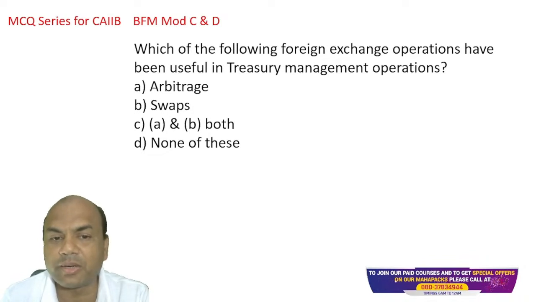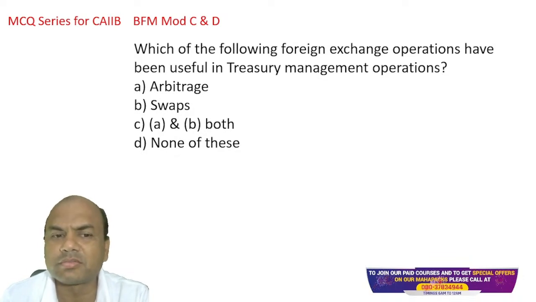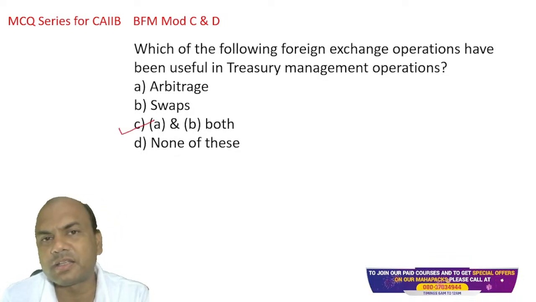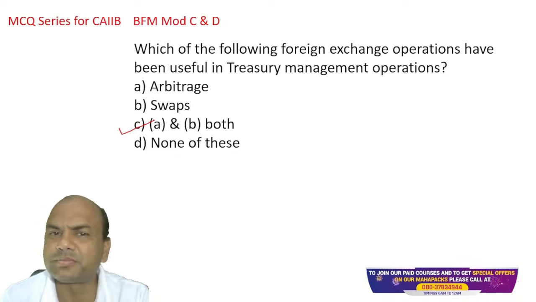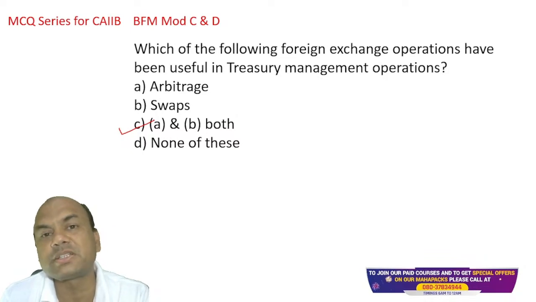Let me see what is in the comment section. In the comments, what are the answers? I know all of the answers are C. But the problem is, do we understand arbitrage and swaps? We have just heard the names.